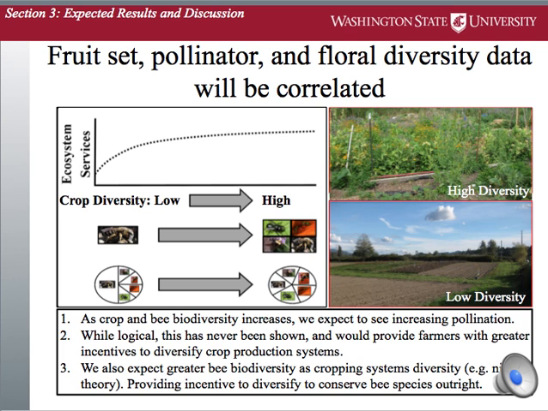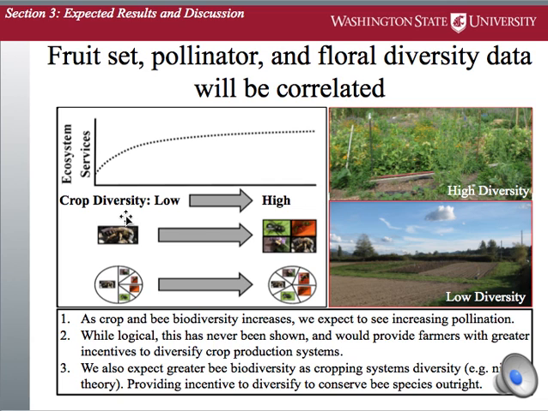Okay, so the expected results of the project are that we're going to correlate fruit set, pollinator, and floral diversity. All three of those will be correlated. And we expect as crop and bee biodiversity increases, we expect to see increased pollination. So that's what you can see here, is that with low crop diversity, you get low pollination, but with high crop diversity, you get increased pollination, similar to what we see over here in these farming systems.